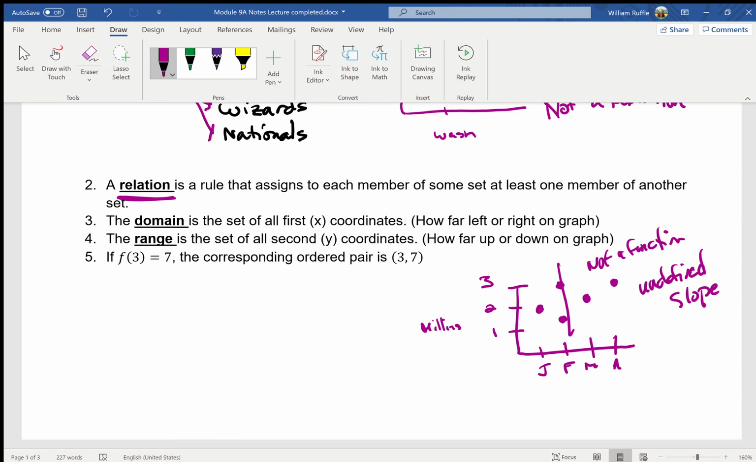All right, just quick again, the domain is the set of all x coordinates, or if you're looking at the graph, it's how far left or right it goes on. The range is a set of y coordinates, it's how far up or down it goes.